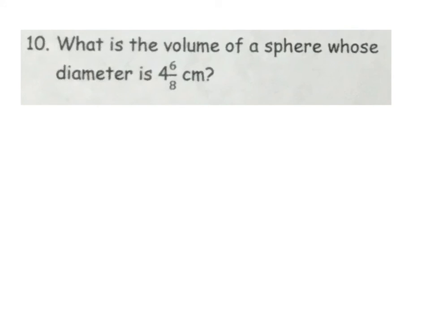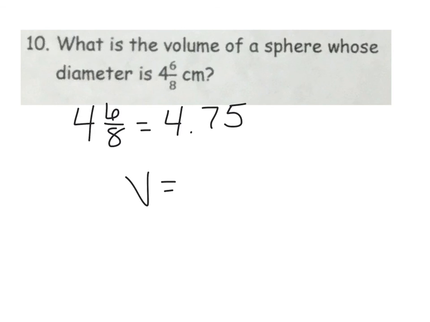And then lastly, number 10, what is the volume of a sphere whose diameter is 4 6/8 centimeters? All right, so 4 6/8 is the same thing as 4.75. You can use that when you're looking for volume of a sphere. Volume of a sphere, the formula is 4/3 times pi times the radius, and it is cubed. All right, so good luck.